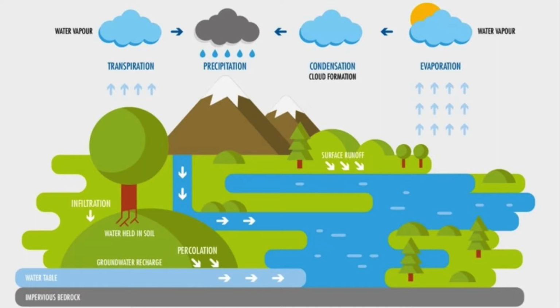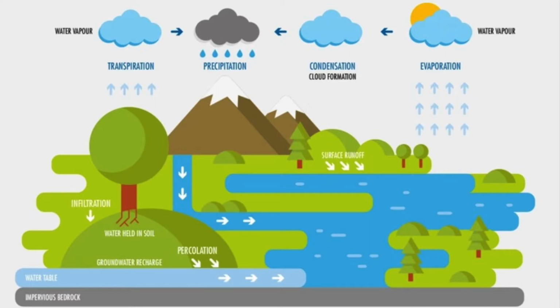And if you go back to third grade or so, you probably learned about the water cycle, and that includes transpiration, evaporation, condensation, and precipitation. And the same water that we have now is the same water we've had from the beginning of time. It just continues to cycle through the water cycle.